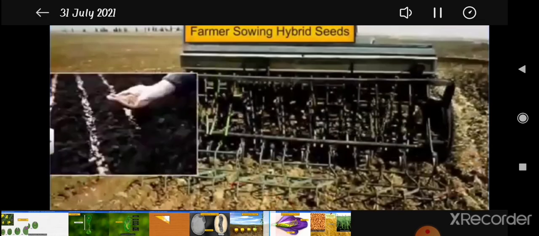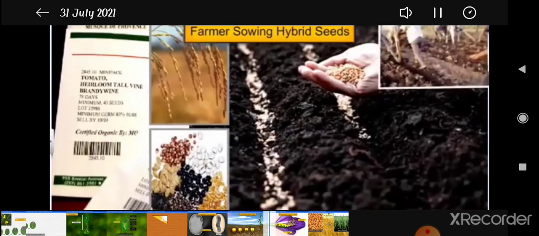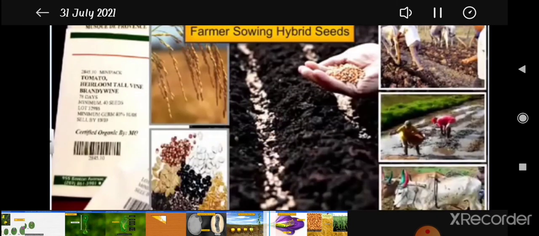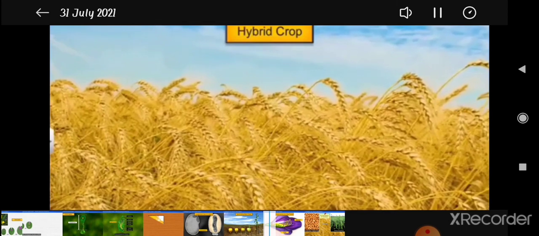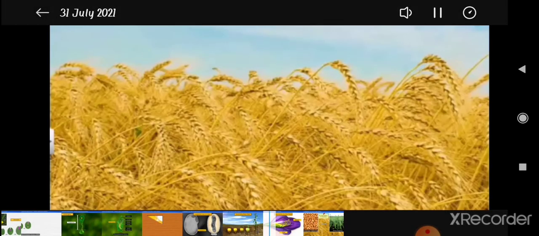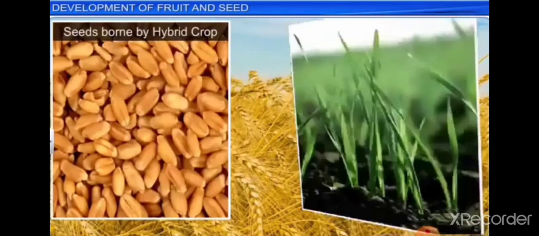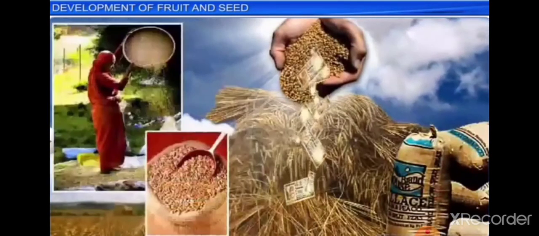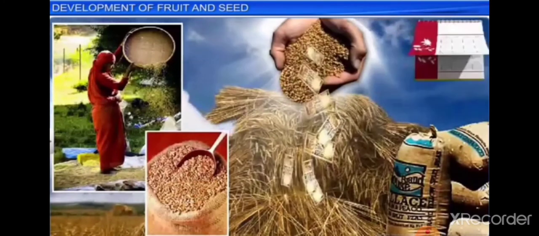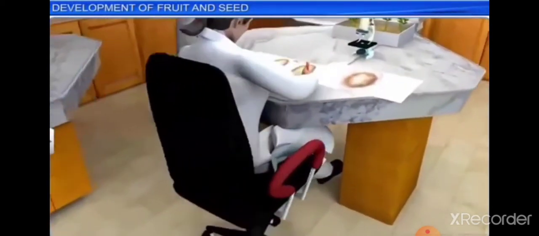Now from the agriculture perspective, farmers in recent times have started using hybrid seeds developed through artificial cross-pollination techniques. These seeds guarantee increased productivity and superior crop quality. However, when the seeds borne by hybrid crops are sown, the seedlings do not exhibit the hybrid characters due to segregation. This forces farmers to purchase new hybrid seeds year after year, which is an expensive affair.